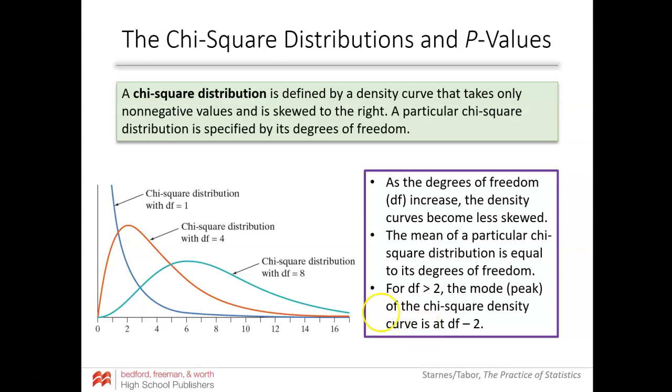The mean of a particular chi-square distribution is equal to its degrees of freedom. That's a very interesting idea, right? The mean is equal to the degrees of freedom. So you'll notice on this tealy one, the degrees of freedom were 8, and you'll kind of see where it's located on this curve. This red guy has a degrees of freedom of 4. Remember that skew is going to pull the mean, so that kind of makes sense visually where it's located. And then for degrees of freedom greater than 2, the mode of the chi-square density curve is at degrees of freedom minus 2. So the peak is going to be whatever the degrees of freedom are minus 2.